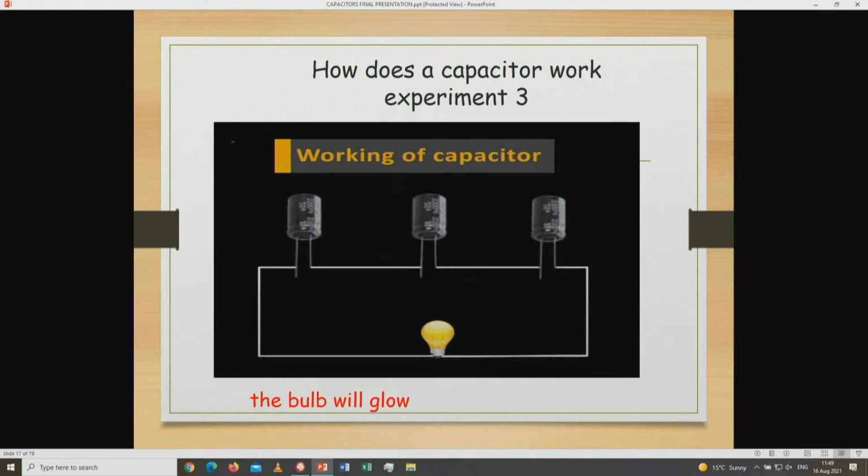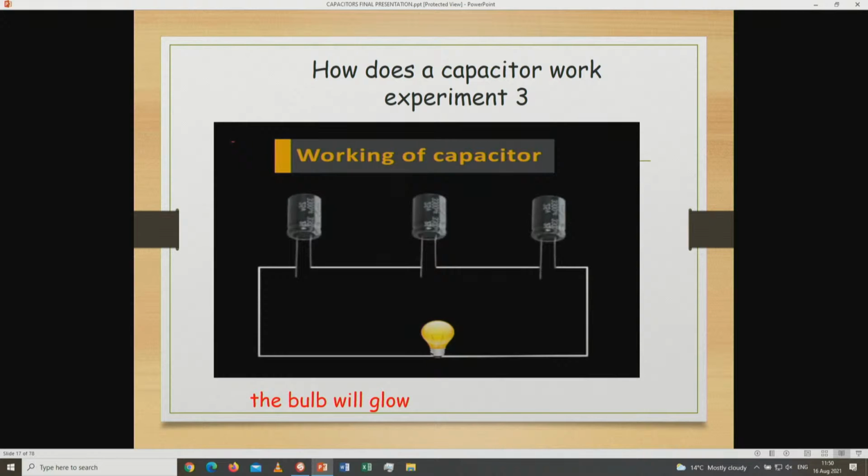Why does the bulb glow? It's because, although we have disconnected the battery, the bulb glows. Since we have charged the capacitors, and remember we said a capacitor is an electronic device that stores electrical charge and energy. So it means that the energy was stored after charging, and now it is being released to the bulb, and the bulb glows. This is how capacitors work.